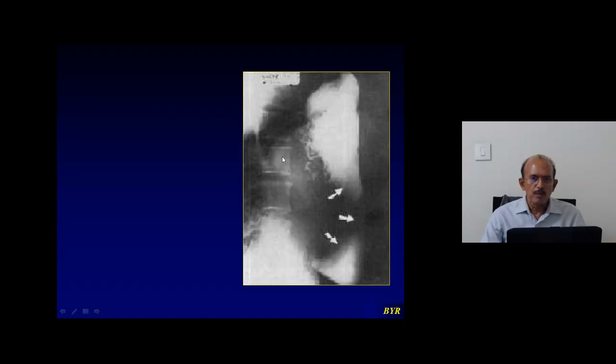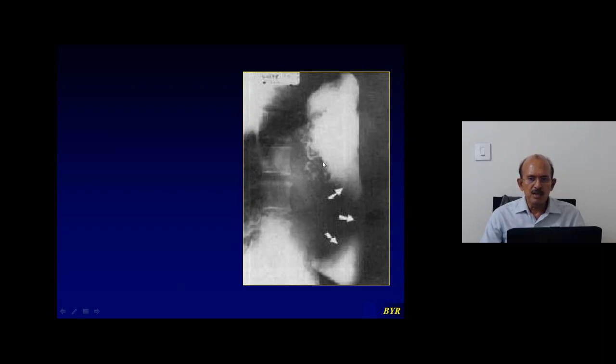So this is a lateral view. These are the vertebral column. So these are the spines. These bodies are the vertebrae. And between the bodies of the vertebrae and the posterior border of the stomach, where the barium fills the stomach, the gap will usually be only around 1 centimeter.